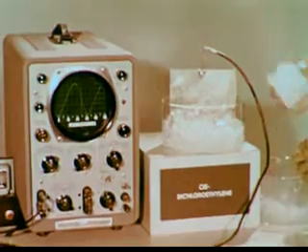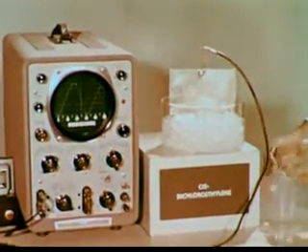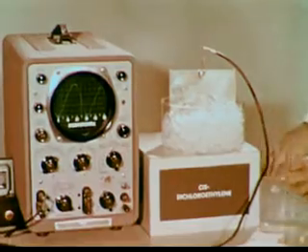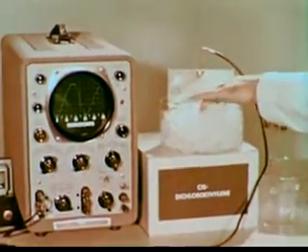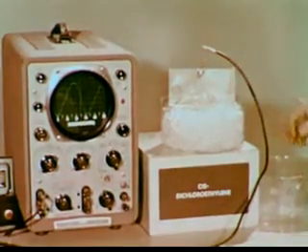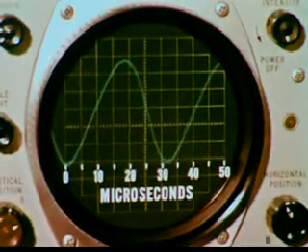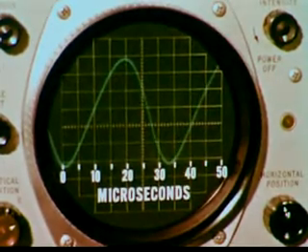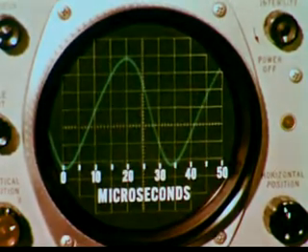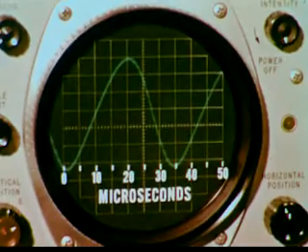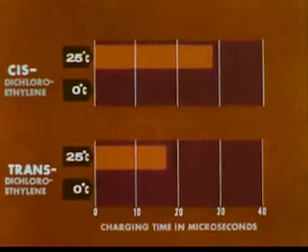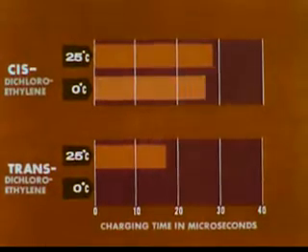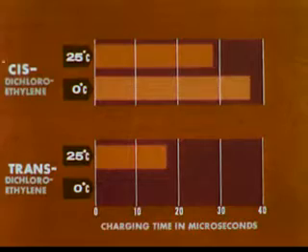We'll chill the polar substance, cis-dichloroethylene, to 0 degrees centigrade. Insulating lacquer on the outside of the cell prevents electrical conductance through the water in the ice bath. As the cis cools, the charging time does increase. Here are the previous charging times. After thorough cooling, the cis time becomes 37 microseconds, somewhat longer than at room temperature.